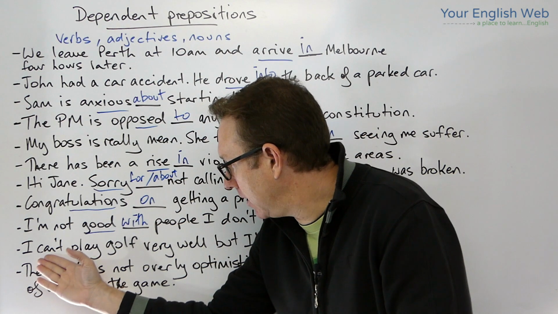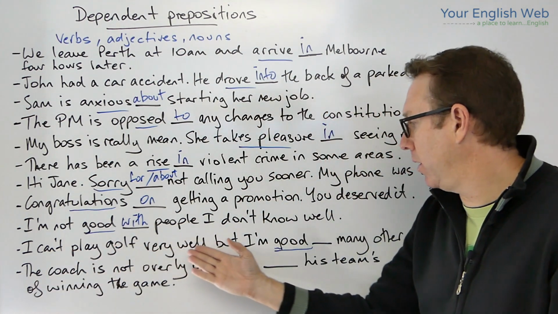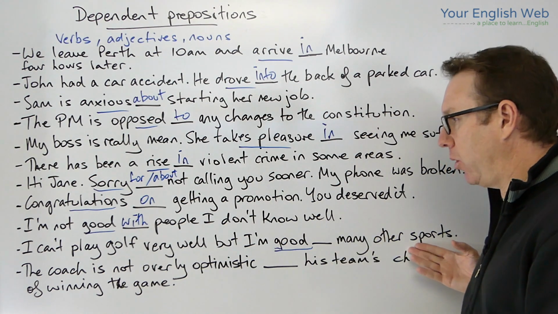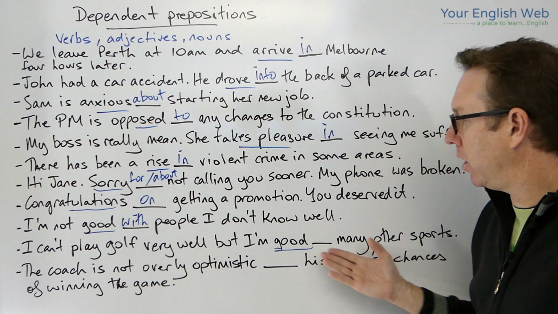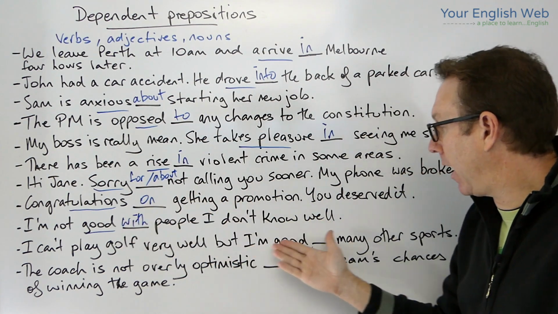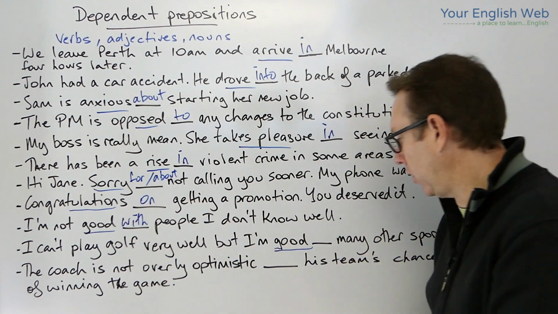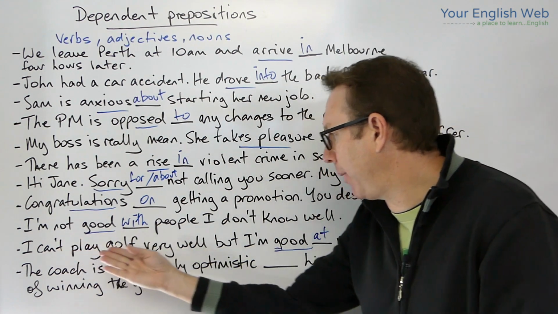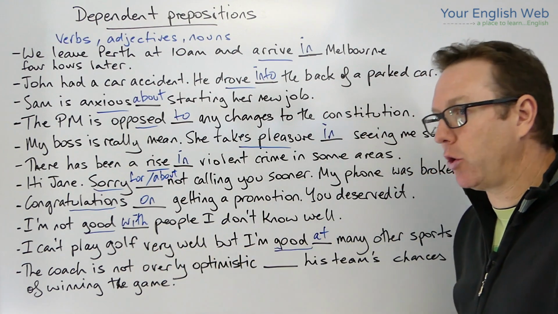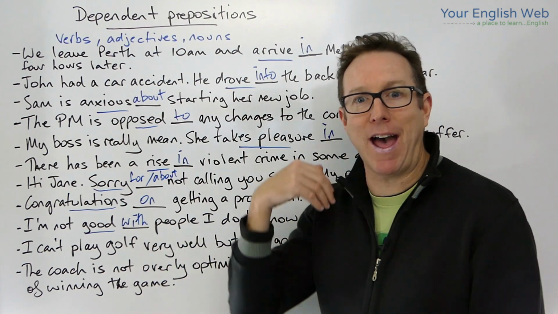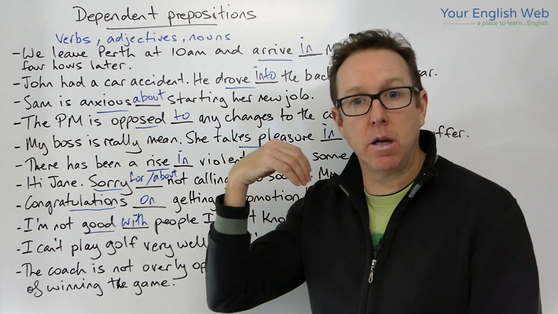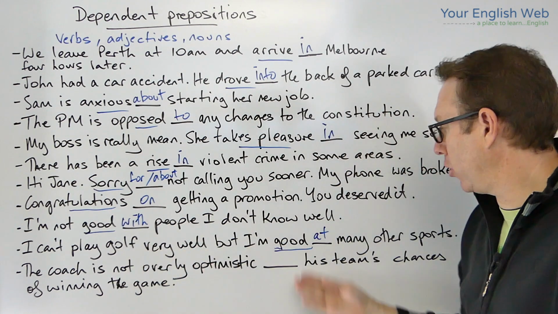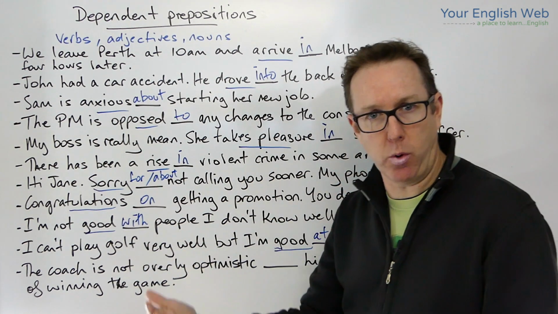But this one here: I can't play golf very well, but I'm good, another preposition, many other sports. I'm good with people, but I'm good at, okay? Many other sports. So I can't play golf very well, but I'm good at tennis. I'm good at cricket. I'm good at football, for example. I can't play golf very well, but I'm good at many other sports.